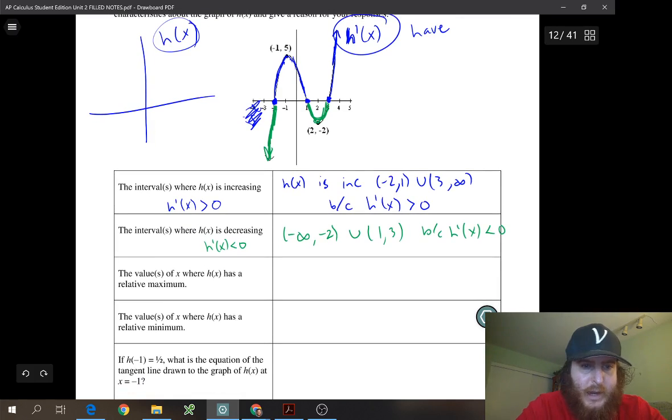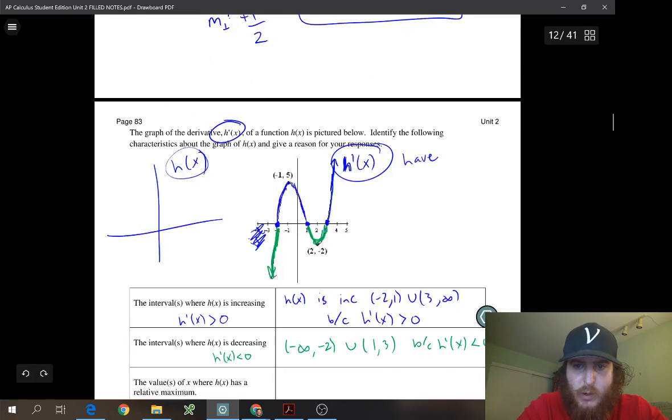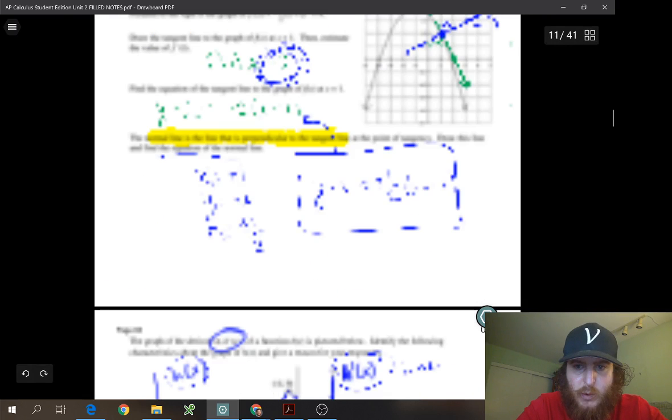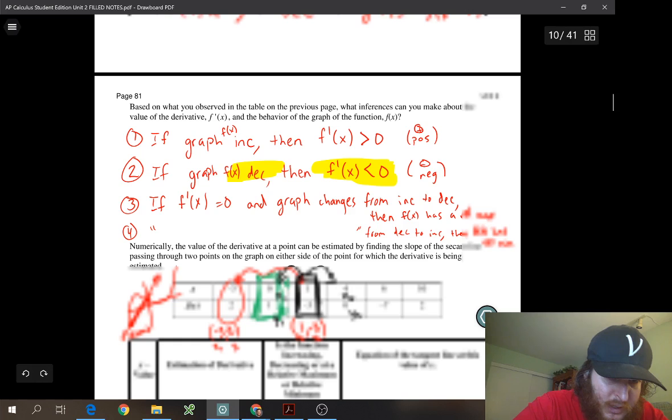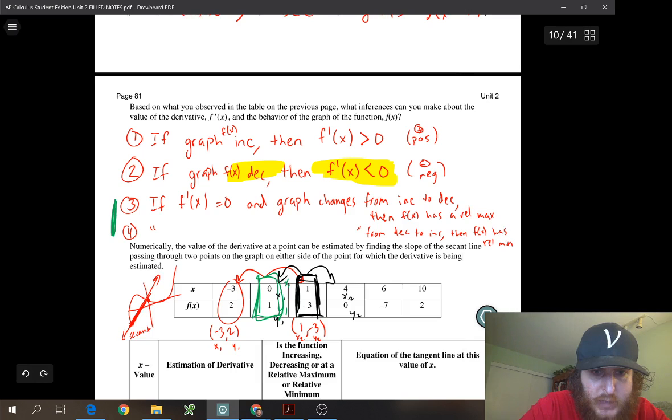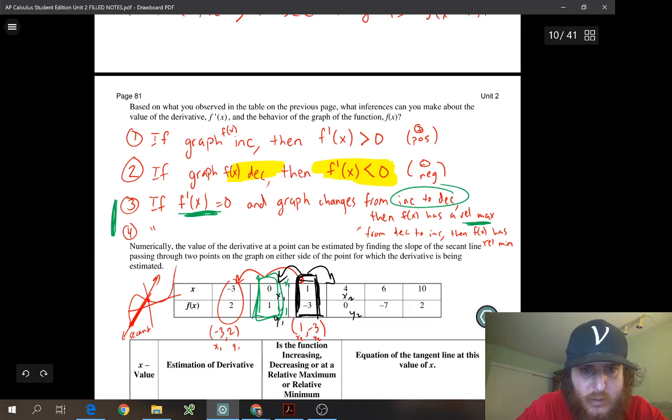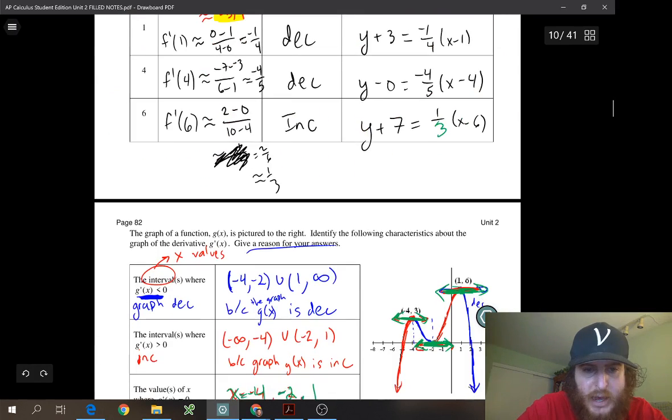Okay. Now, for our maximums and our minimums, this is where we're going to have to go way back up here to these two rules. When was it a maximum? It was a maximum when our derivative was 0, and when it went from increasing to decreasing. Our original graph went from increasing to decreasing, and then our slope was 0. That was a max. So let's look for that.